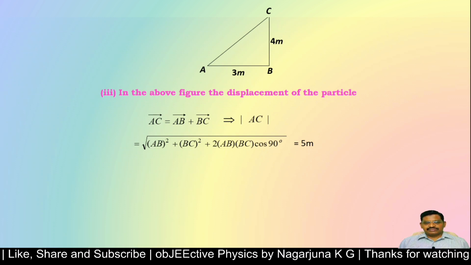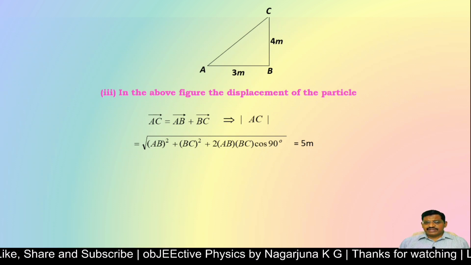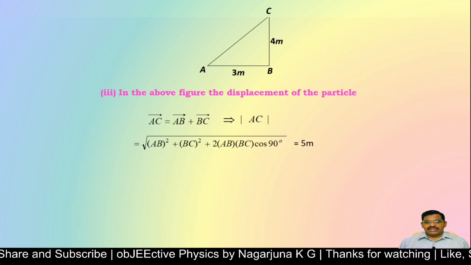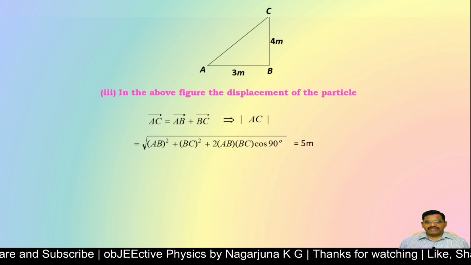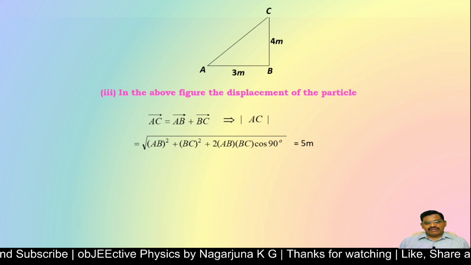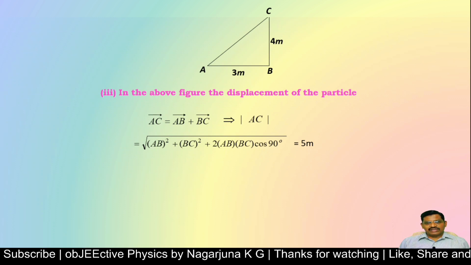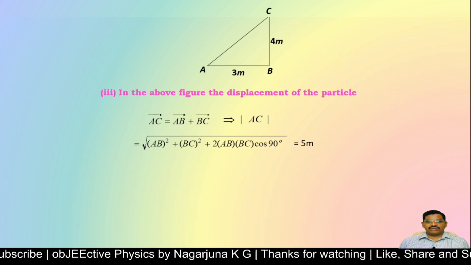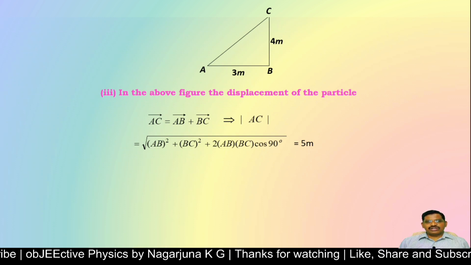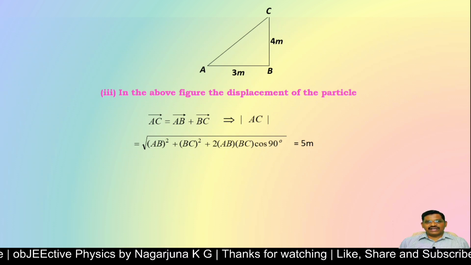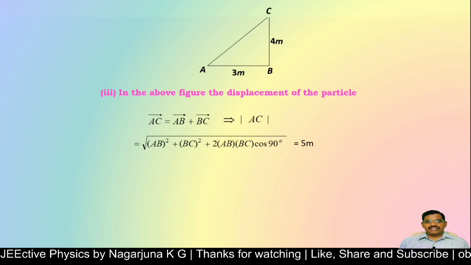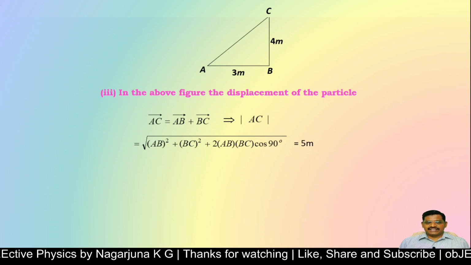See, in this diagram, the distance between A and C through B is 3 meters plus 4 meters, that is equal to 7 meters. But for displacement between A and C, irrespective of the path followed by a particle, we should consider the shortest distance between the final and initial positions, that is, the straight line. Displacement is nothing but the length of straight line AC.